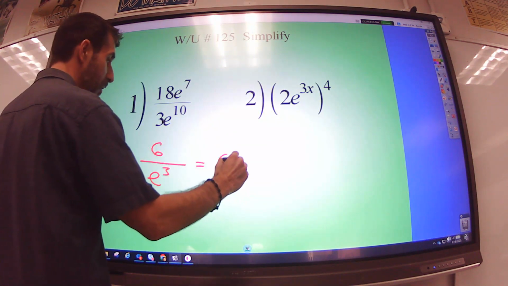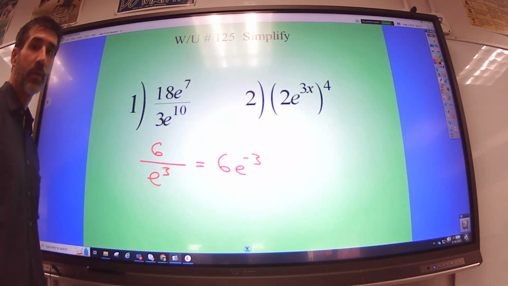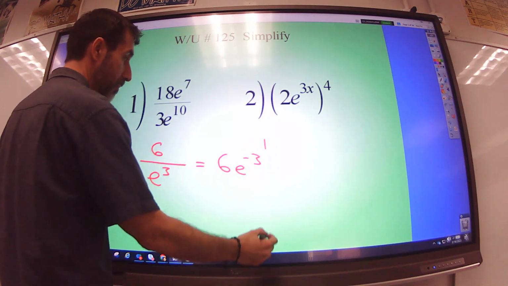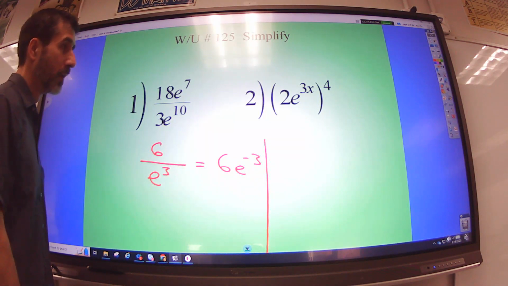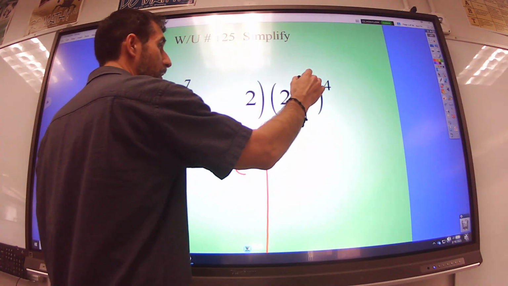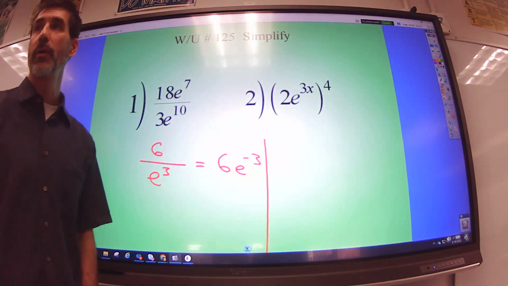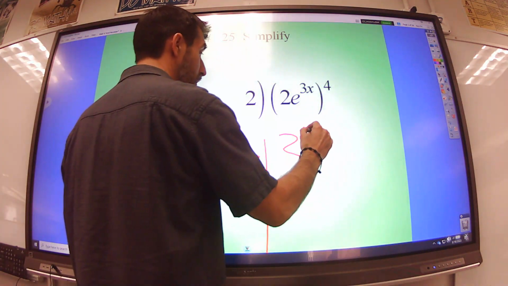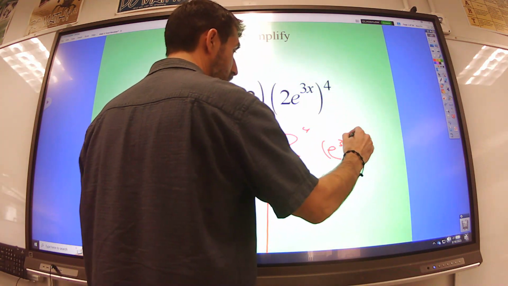Now, I am going to raise this to the 4th and this to the 4th. What is 2 to the 4th power? So another way I could write this is 2 to the 4th and e to the 3x to the 4th, right? You can just distribute the 4 to both of these. So it's 16e. Now remember, we multiply these exponents, 12 to the x. E to the 12x, I should say. So big, well, it depends on what number you plug in for x.